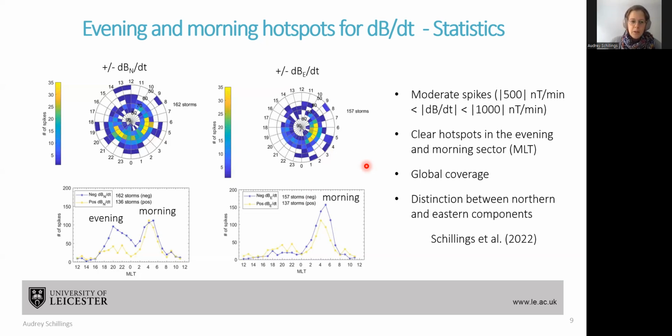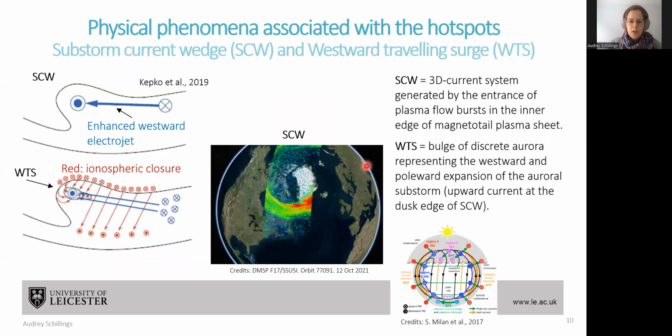Then we thought, okay, but now we have spikes. So what are the physical components associated with them? First of all, we looked for the substorm current wedge and the westward traveling surge. The substorm current wedge is basically created by a plasma flow that is entering the magnetotail plasma sheet.